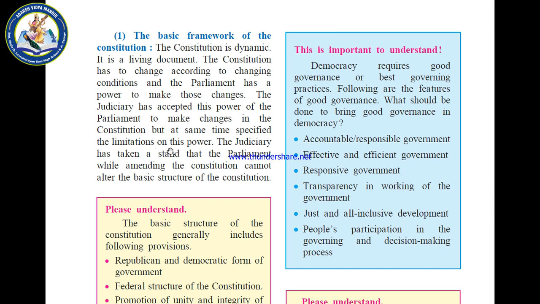What kind of limitations? Let us know this. The judiciary has taken a stand that Parliament, while amending the Constitution, cannot alter the basic structure of the Constitution. So it is binding on the Parliament that while making amendments in the Constitution, Parliament cannot change, cannot alter the basic structure of the Constitution. कॉन्स्टिट्यूशन के बेसिक स्ट्रक्चर को पार्लियामेंट चेंज नहीं कर सकता है. Only other things can be changed. Parliament can amend the Constitution, but basic structure है उसको वो कुछ भी अल्टर नहीं कर सकता है.